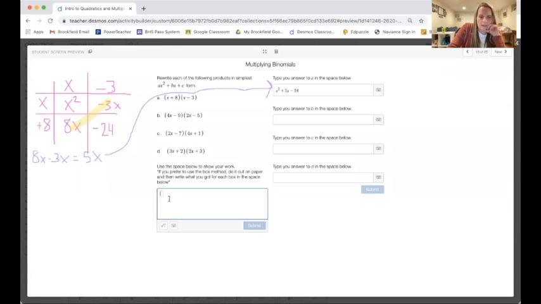So the rest of them I'm going to sort of type out just because it's hard to write on this. So here I have this. So I'm going to do 4x times 2x, which is 8x squared. And so I can at least show the foiling, I guess. Right, so I do 4x times 2x, and then 4x times negative 5.